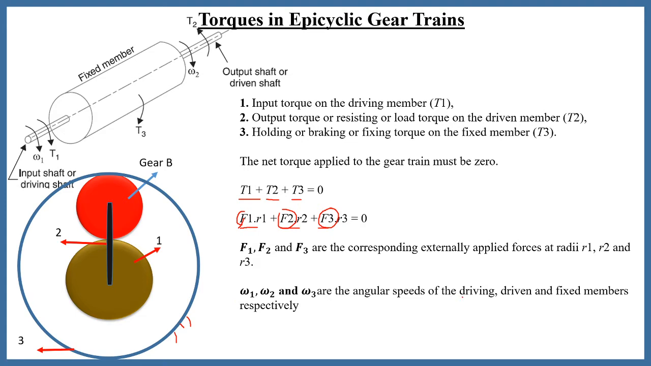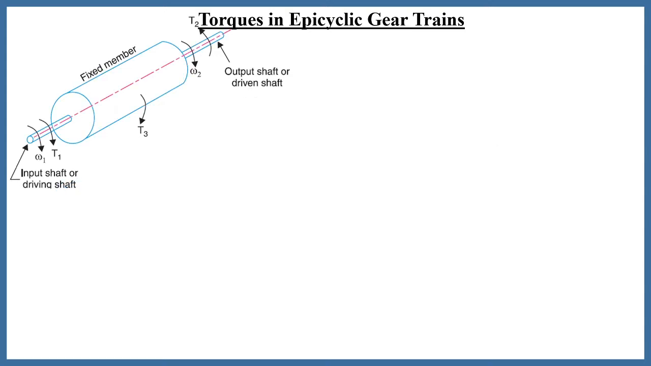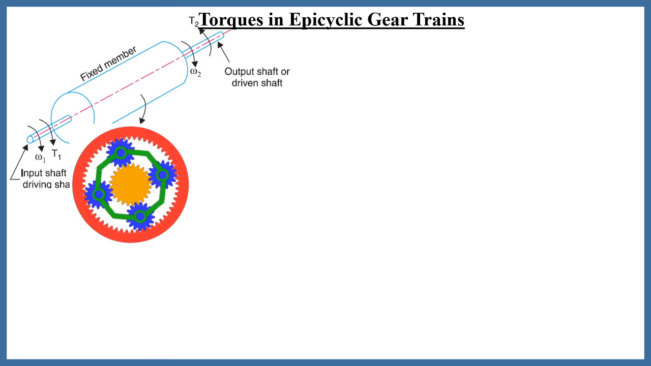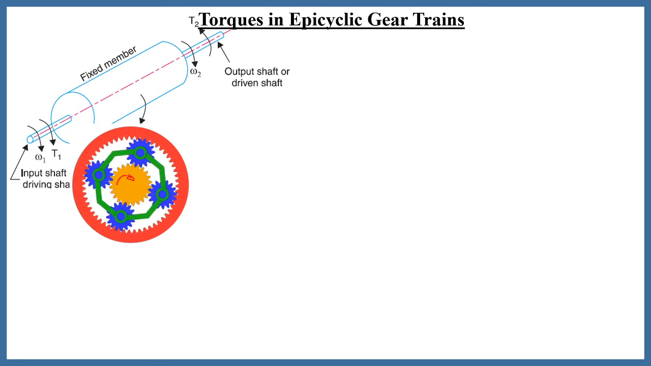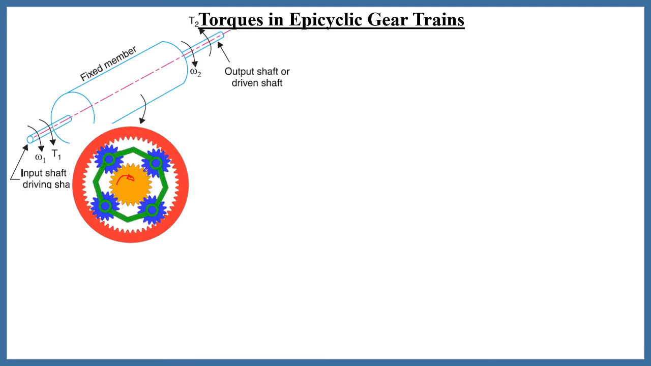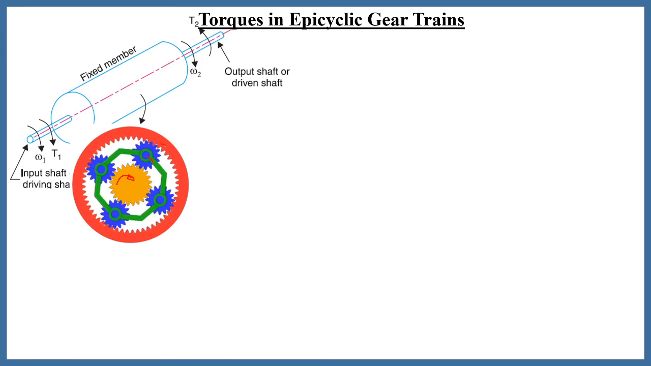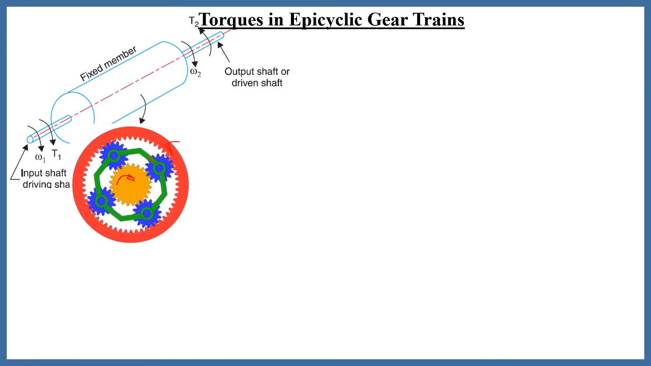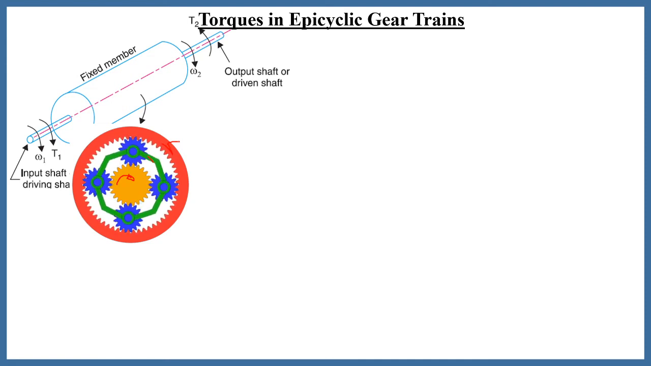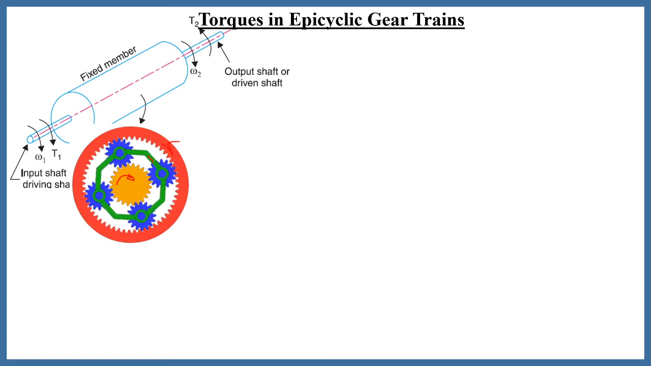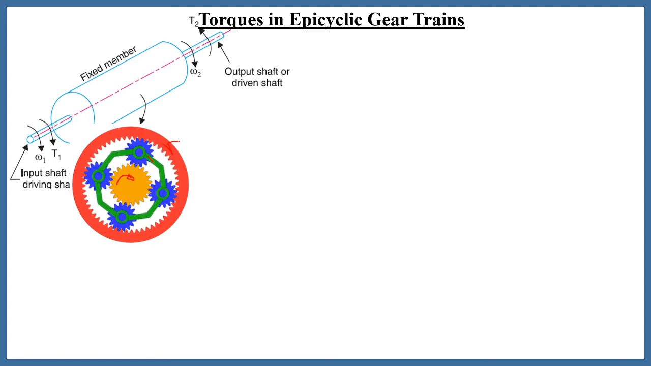Driving is omega 1, driven is omega 2, and the fixed member is omega 3. Now just try to understand. Suppose the input has some motion and we allow it to rotate, which gives motion to this gear through this arm, and which allows the ring gear, the annular gear, to rotate. When it has some motion, that means it transmits some torque. That torque transmission of the annular gear is T3.